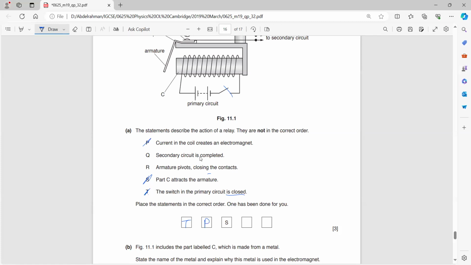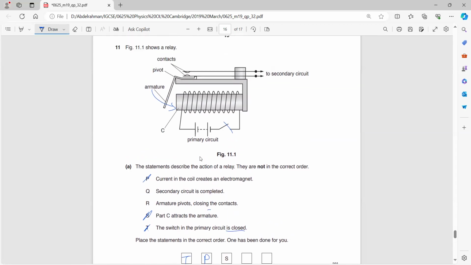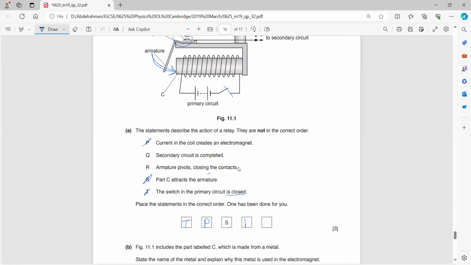And then, he said that part C attracts the armature. Now, the armature will be attracted to part C. When I attract this armature, what will happen to this part? R. R, okay, and then Q. R, the armature pivots closing the contacts, and then when the contacts are closed, the secondary circuit is complete.